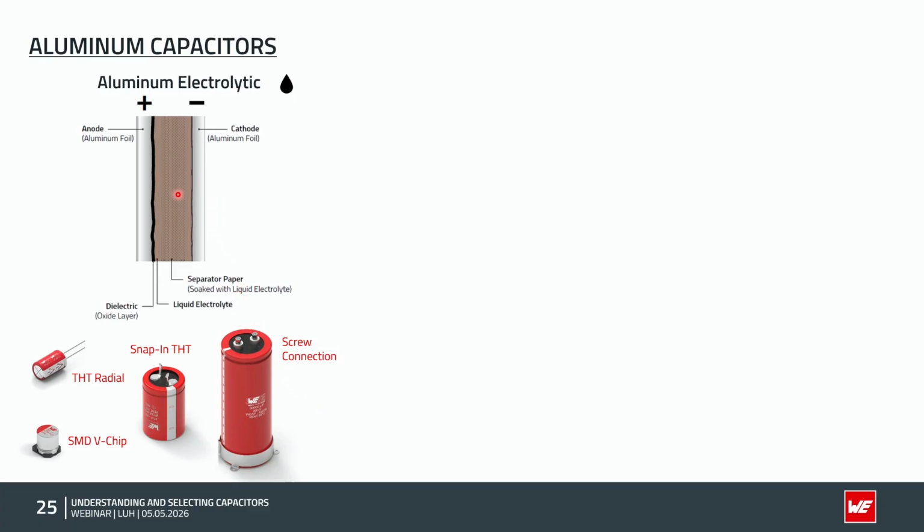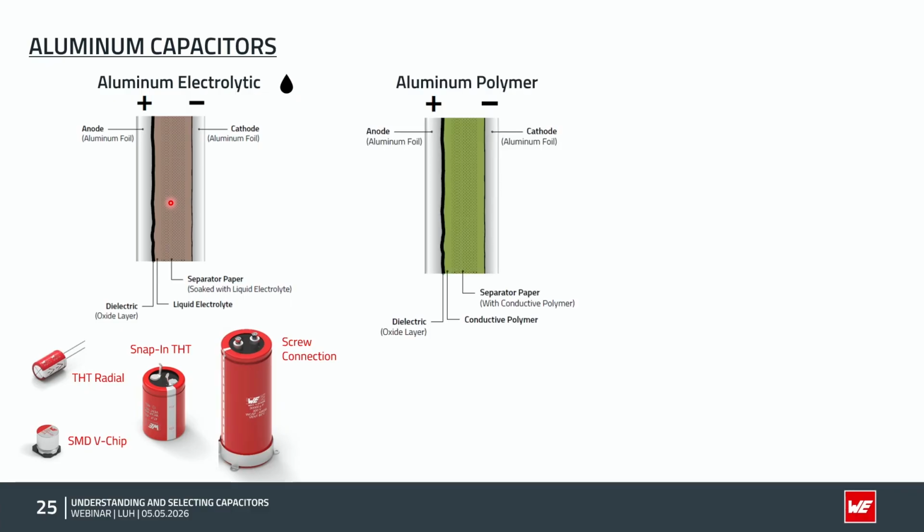But there are some disadvantages to this part. What we can do is use aluminum polymer capacitors. They have a highly conductive polymer material in between, which cannot dry out, and it's also more conductive than the electrolyte material, which gives us the benefit that we can apply higher ripple current for these parts. But we are somewhat limited when we talk about the sizes, like SMT or THT. And there's also some other disadvantage, which you can see here.